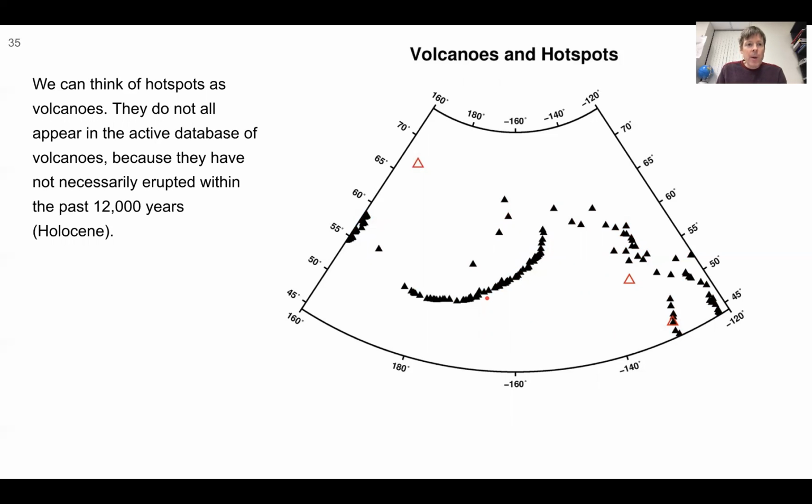We can think of hotspots as volcanoes. They do not all appear in the active database of volcanoes because they have not erupted within the last 12,000 years, or the Holocene. We do see with Cobb, the hotspot is right on active volcanoes, whereas with Bowie, there hasn't been a Holocene eruption, so there's no black triangle in there.